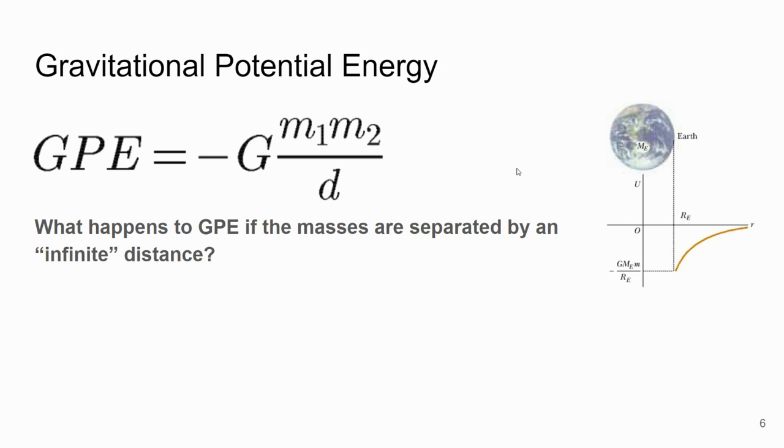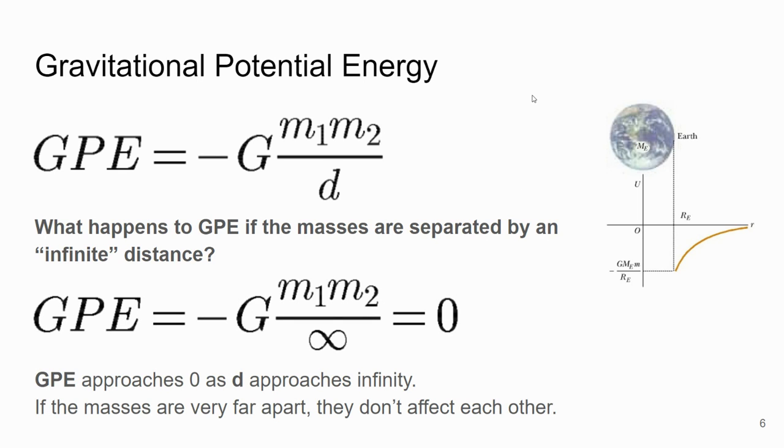So look at this formula and try to see what happens to GPE if the masses are separated by an infinite distance, with infinite in scare quotes. Well, big G times M1 times M2 is going to be some finite number. If you're dividing that number by infinity, you end up with 0. And this is not the mathematically rigorous way of writing it. It should be like limit as D approaches infinity of this, whatever. Save that for math class. In physics, it's quicker and easier to write it this way.